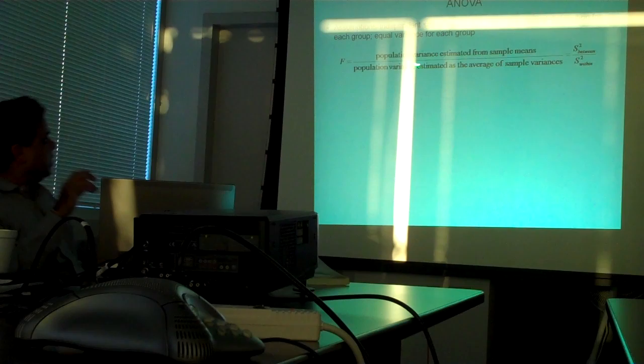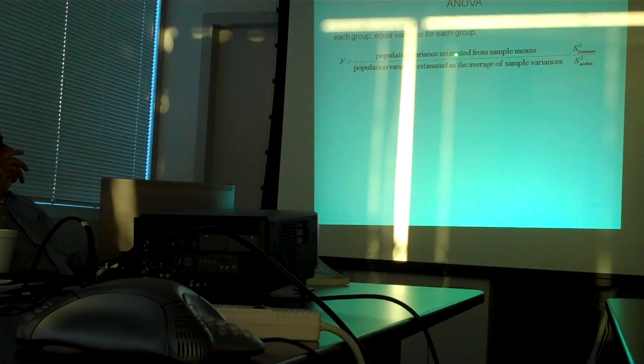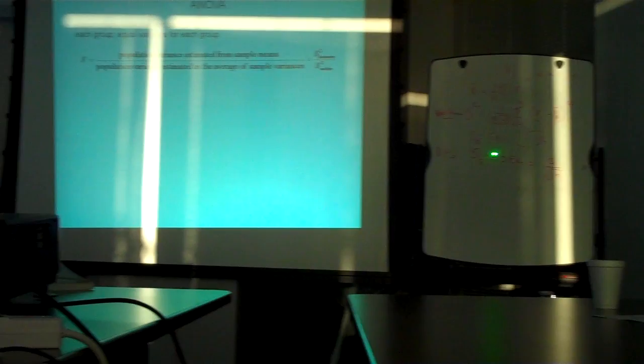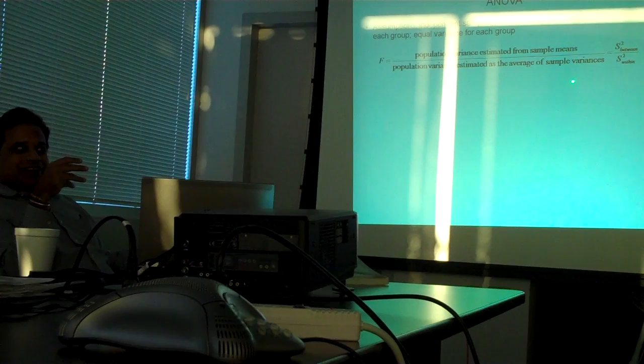So the F test is basically nothing more than the ratio of the population variance estimated from sample means. What I mean by that is, remember how the sample means are connected to the population variance? The sample mean has the standard error of the mean, so you can estimate the population standard deviation S by multiplying by square root of n. That is compared to the population variance estimated from the individual sample variances in each group. So this is within, this is between.